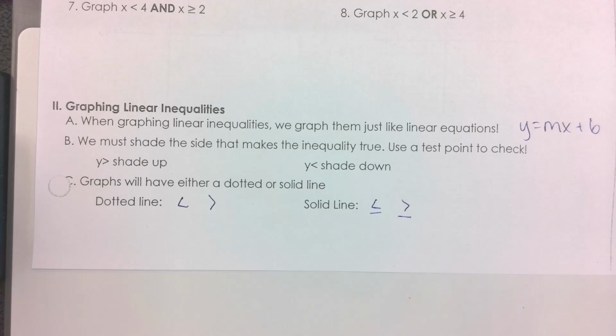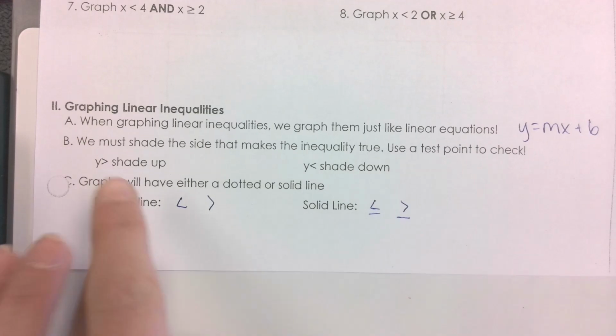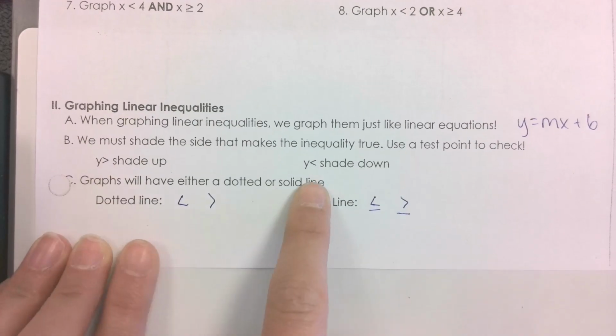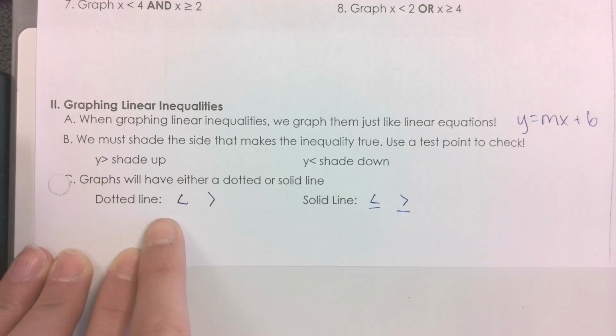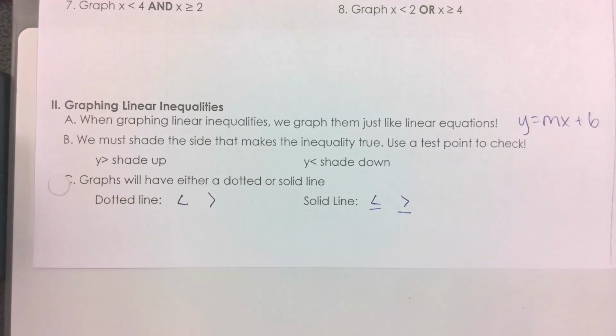So this is what you've got to learn today. Those 4 things. If y is greater, you shade up. If y is less, you shade down. These are going to be a dotted line. These are going to be a solid line. Okay? That's about all that's new today. Questions on anything right now?